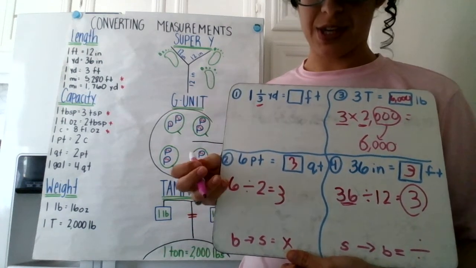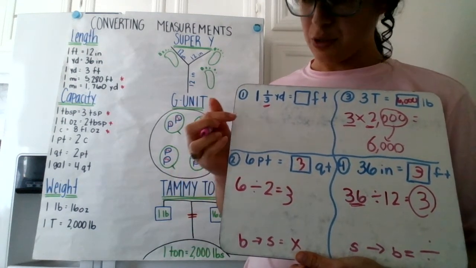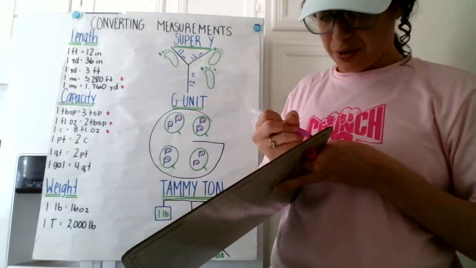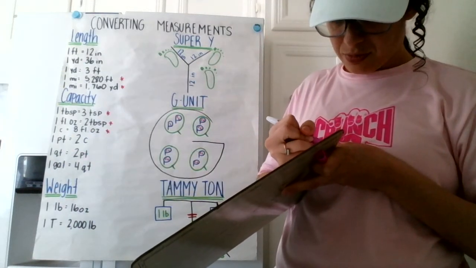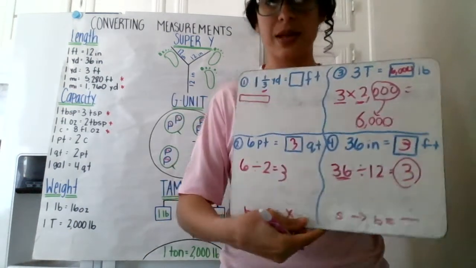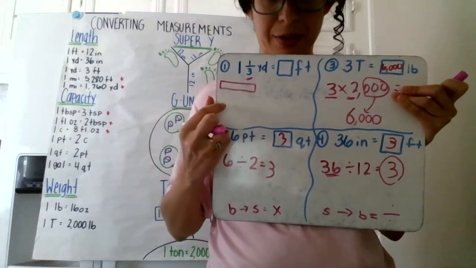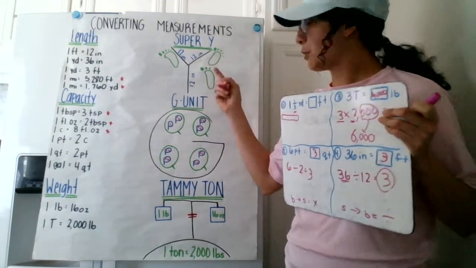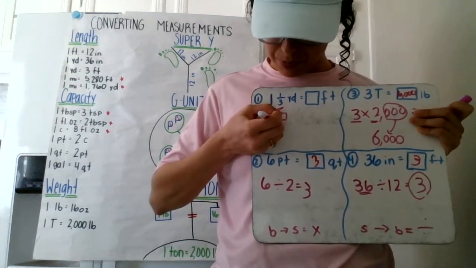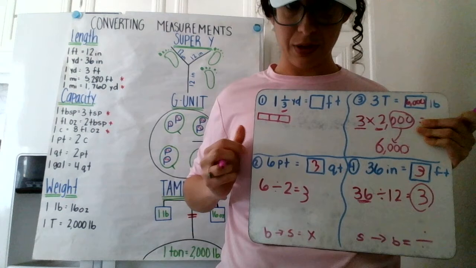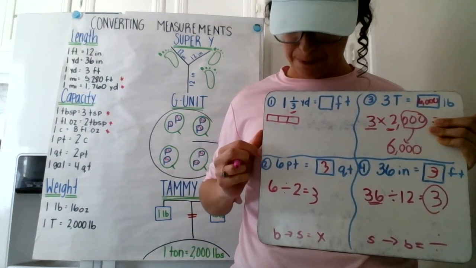Okay, now I saved this one to the end because what's different about this one? That fraction right there, right? Okay, so for this one, I'm going to draw a little picture. I'm going to draw a yard. That's one whole yard right there, that rectangle. Okay, but remember, a yard has 3 feet in it. So I'm going to break it up into 3 feet. 1 foot, 2 foot, 3 foot. Okay?